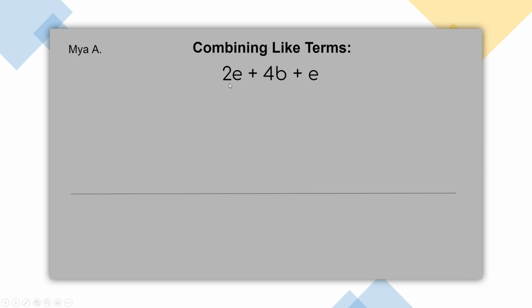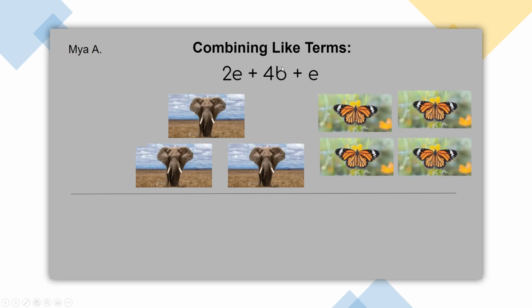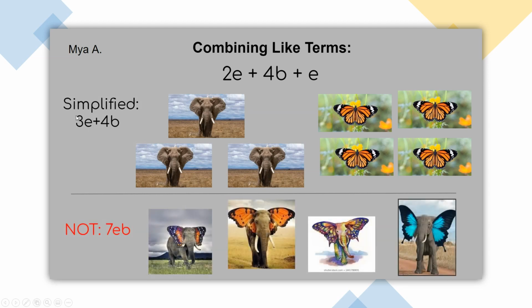So if you have 2e plus 4b plus e, what does that simplify to? In this example, we have elephants again, this time 2 elephants plus 1 elephant, there's a 1 here, plus 4 butterflies. So therefore we have 3e plus 4b. The mistake would be combining all of this and getting an elephant butterfly.